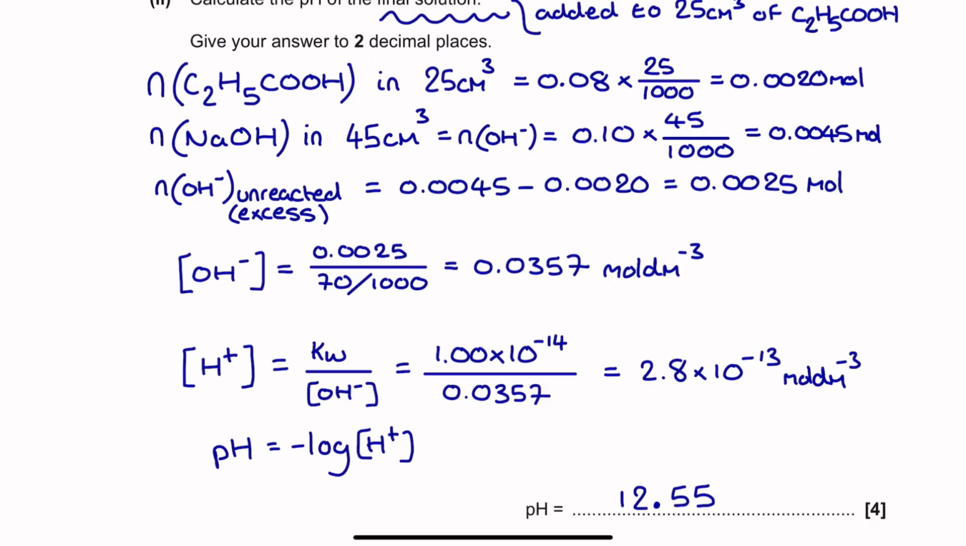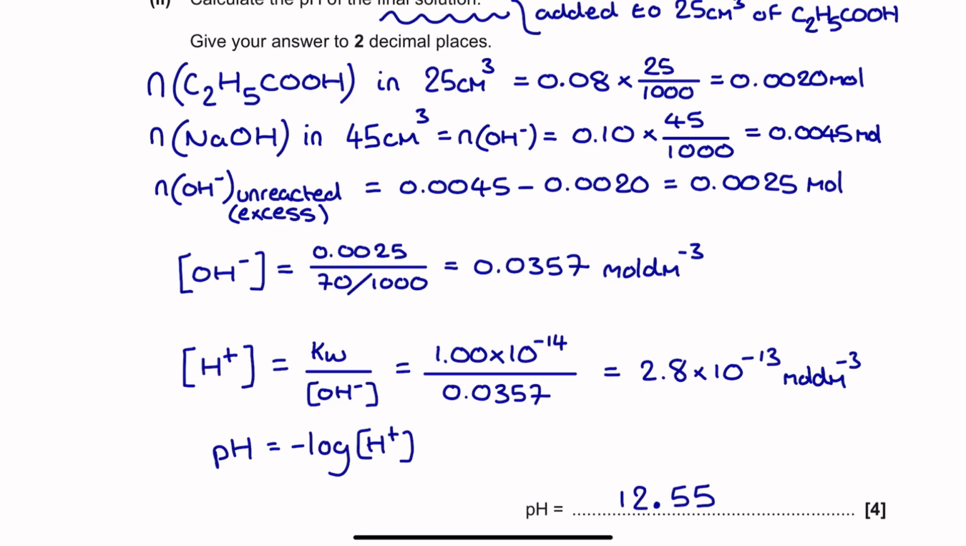Well, what I'm going to do first is figure out the moles of each of them at the start. So I can see here I've got my 0.002 mole of the weak acid, and I've got my 0.0045 mole of the sodium hydroxide. Here, I've not rounded up to two significant figures. I've just got trailing zeros after these numbers, so I've not rounded up.